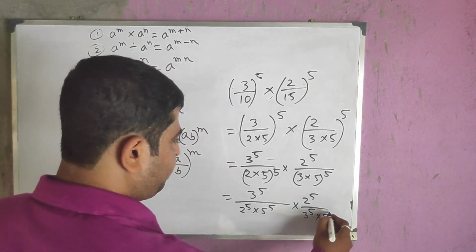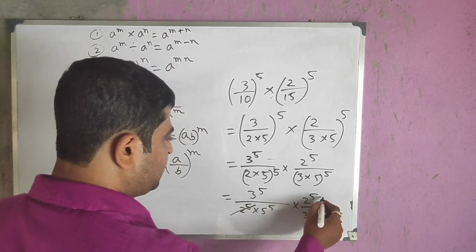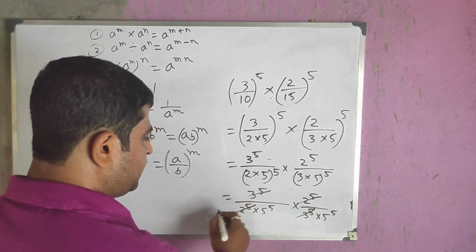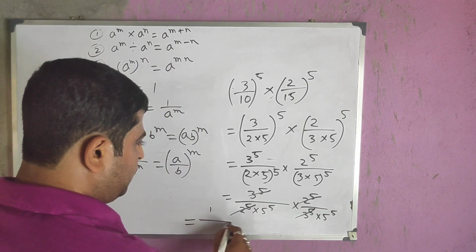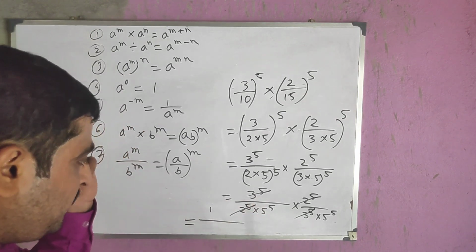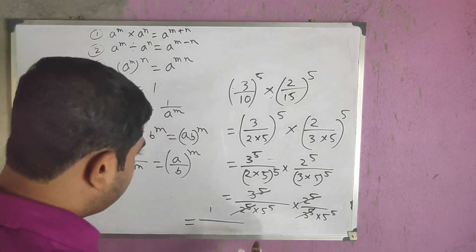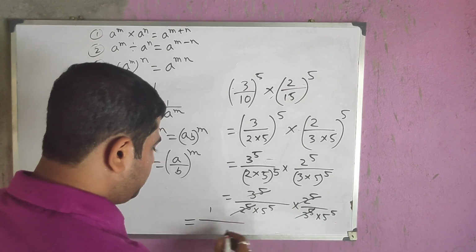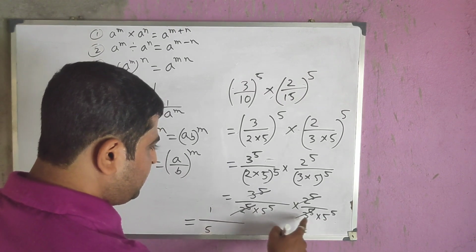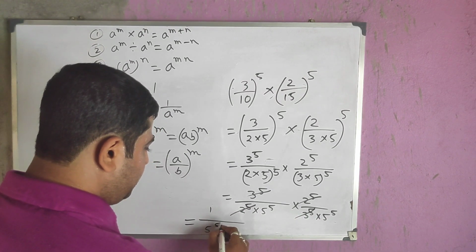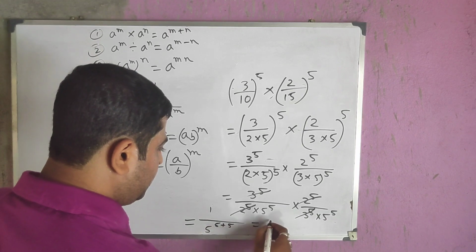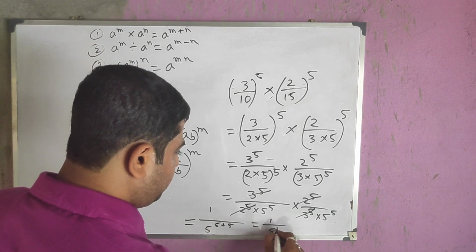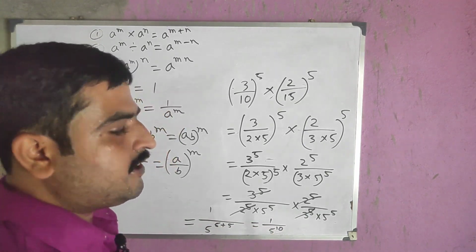So we can cut this 2 to the power 5, 2 to the power 5, 3 to the power 5 and 3 to the power 5. So in the numerator there remains 1 only, and in the denominator there remains 5 to the power 5 into 5 to the power 5. As the bases are equal, the powers should be added. So 5 to the power 5 plus 5, it will become 1 by 5 to the power 10.